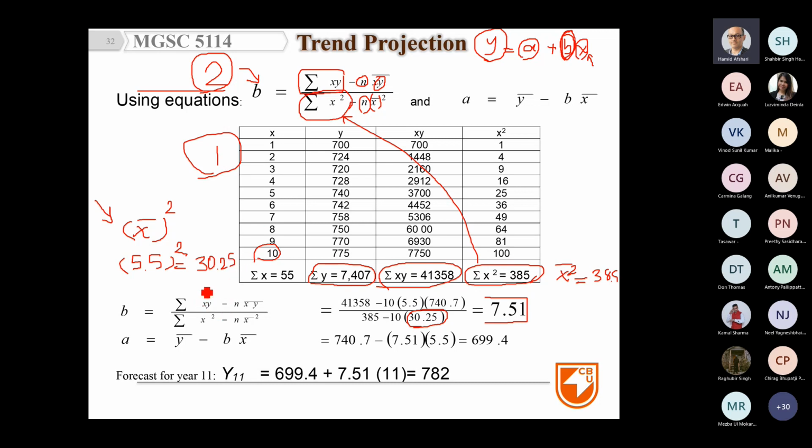There is a chance that the students make a mistake. And what is that mistake?